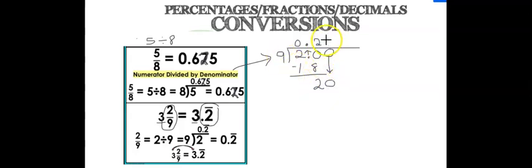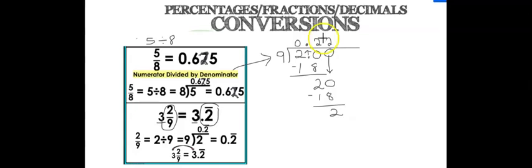9 goes into 20, oh, 2 times again. I'm going to get 18 again. Suddenly you notice you are repeating that process. It's going to continue like this the entire time because 9 will always go into 20 2 times. Once you notice that your remainder repeats itself, you're done. You put a repeating bar over the digit that repeats.